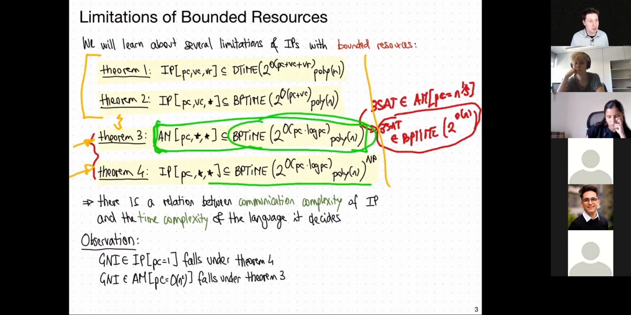Great. Any further questions before we start proving theorem 1, theorem 2? Take a note. I want to add some observation about 3-SAT in this slide.